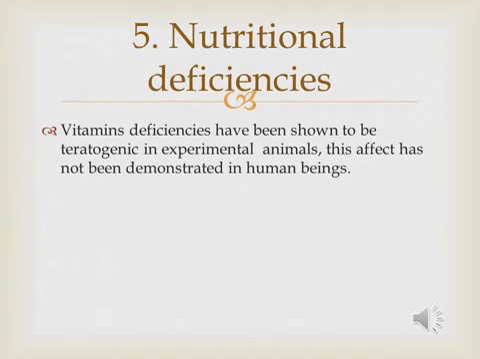The last one is nutritional deficiencies. Vitamin deficiencies have been shown to be teratogenic in experimental animals. This effect has not been demonstrated in human beings. So only animals are showing the effects.